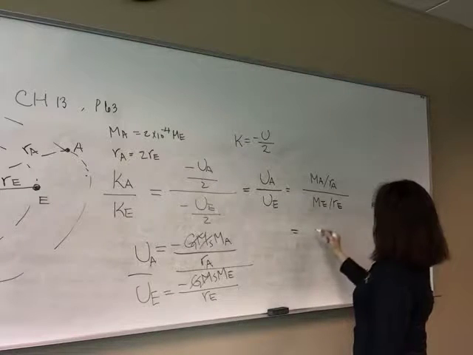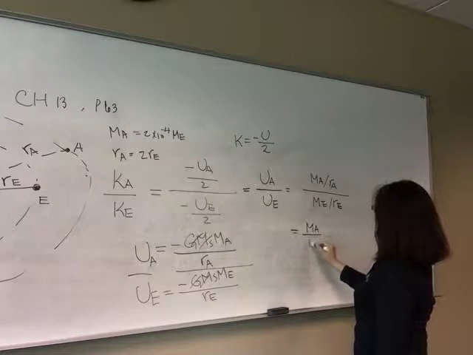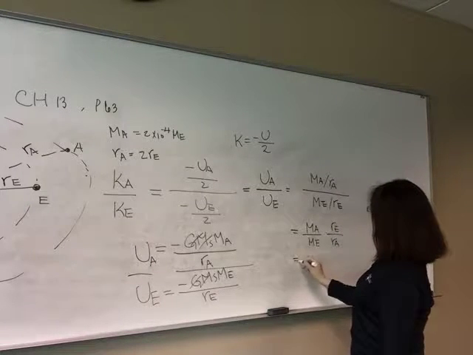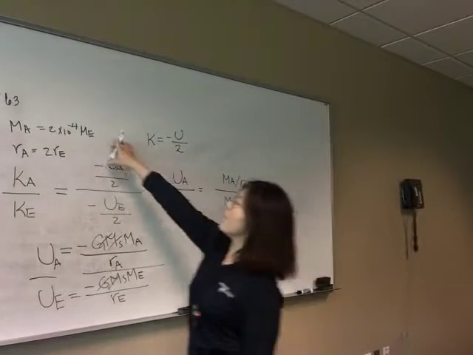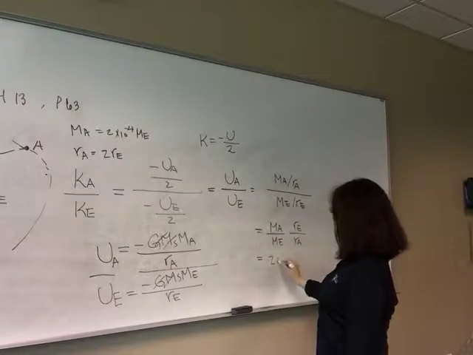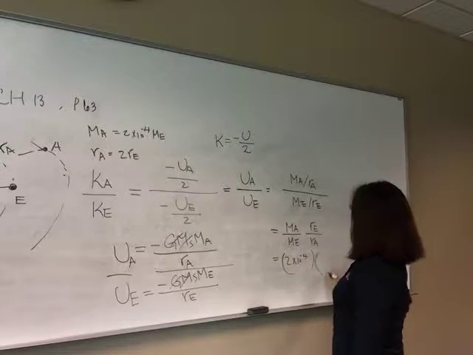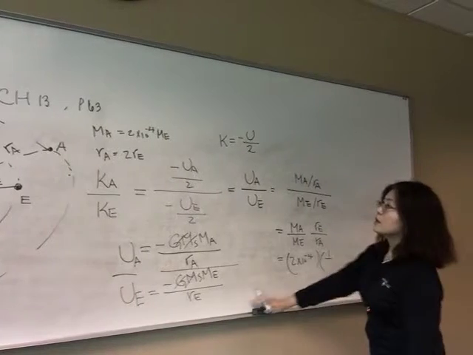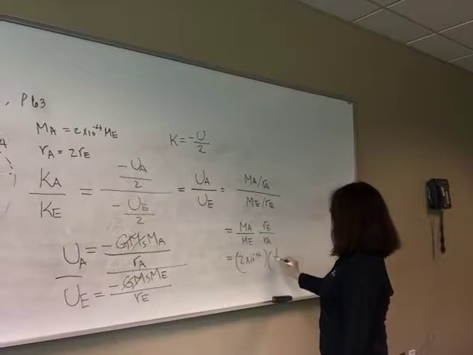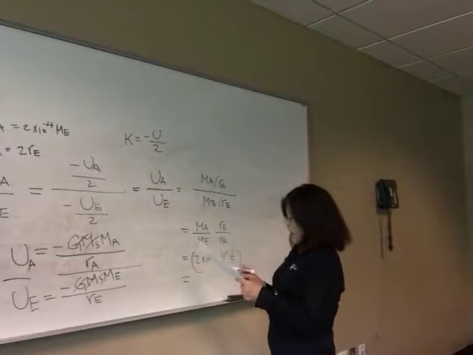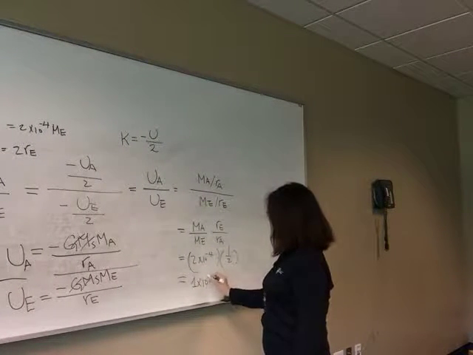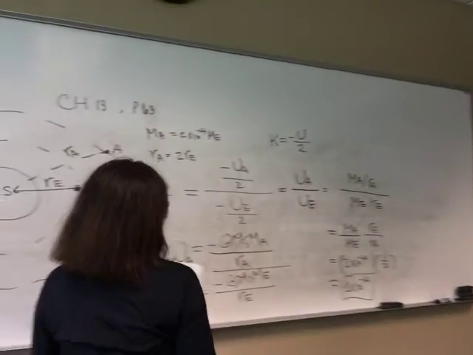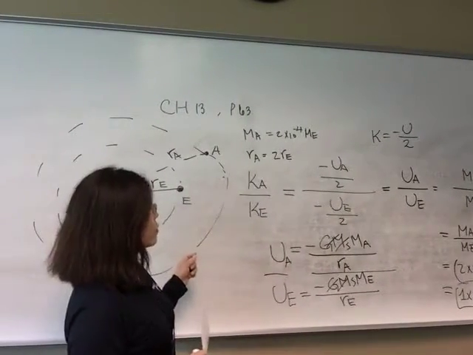So we rearrange this, you have your MA over ME, and then you have your RE over RA. And we have all this information because MA over ME just gives you 2 times 10 to the negative 4th, and then your RE over RA gives you 1/2. That's 1/2. So what we have here is that the kinetic energy ratio is 1 times 10 to the negative 4th. And this is how you calculate the ratio of the kinetic energy.